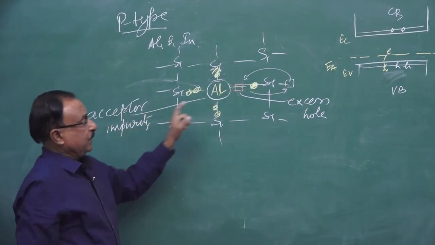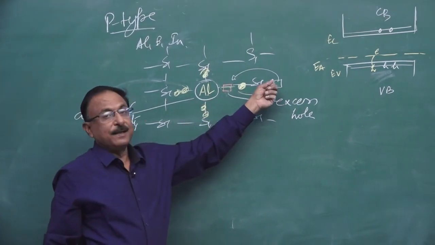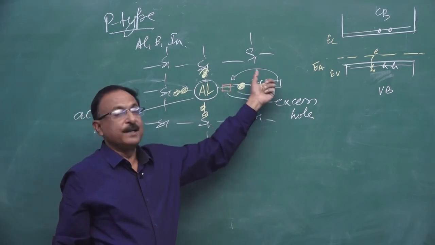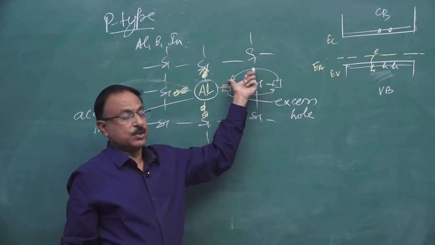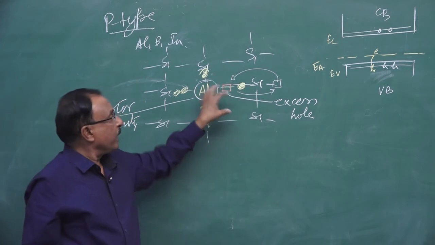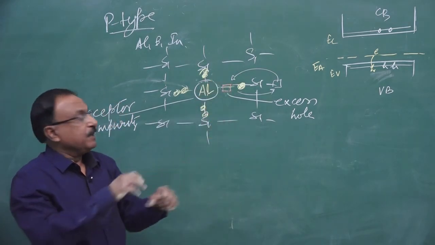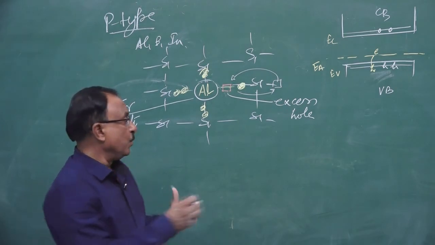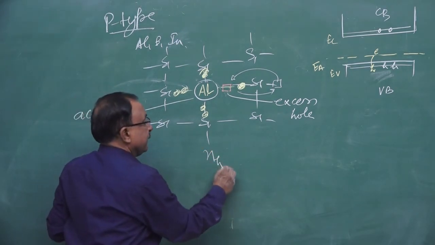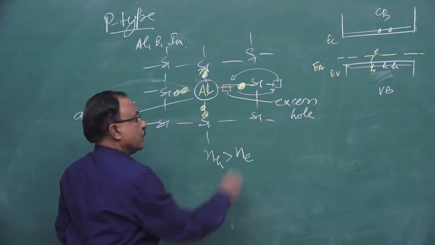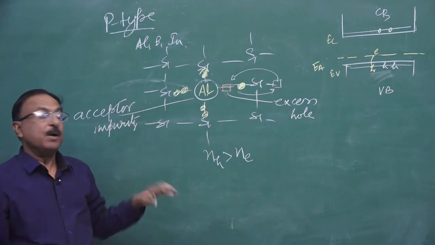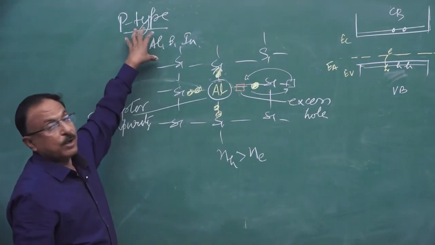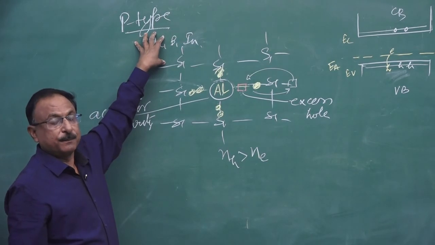It is an acceptor because the hole is readily available for accepting an electron, right? So what happened? With every atom there is one extra hole available, so the hole density becomes greater than the electron density in this case. More holes are there, therefore it is called a P-type semiconductor.